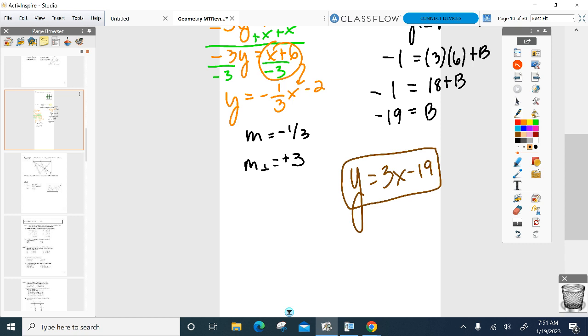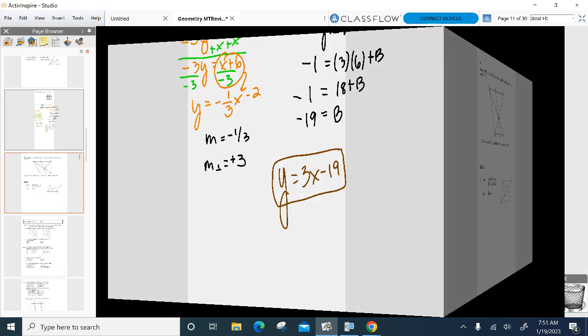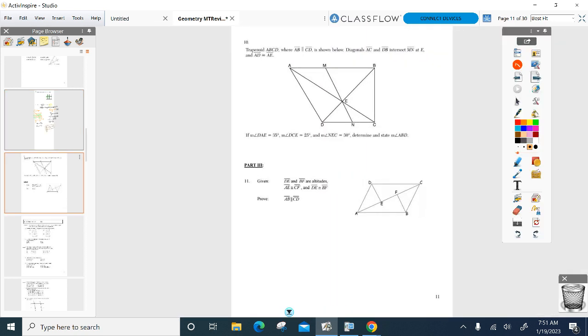Other questions from unit review 2. Excuse me, review 2. Leona? 10? All righty, let's do this. I got a lot going on here. AB is parallel to CD.